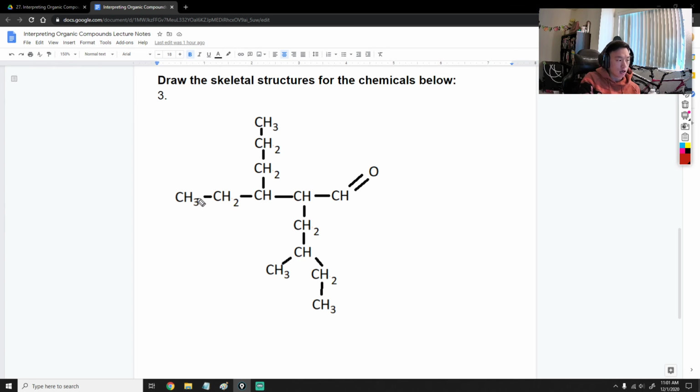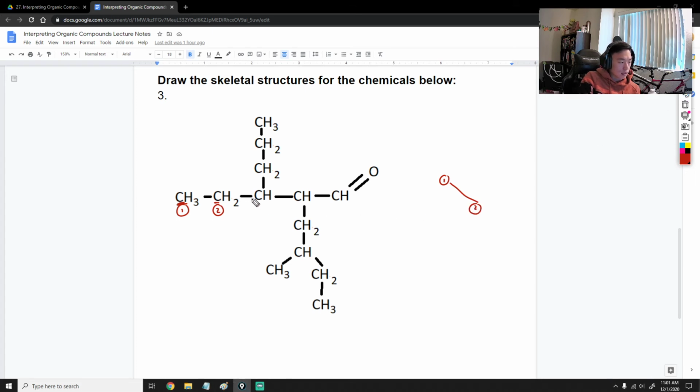So again, we have this very big old ugly structure, and all we need to do is draw the skeletal structure. So here we have a carbon and another carbon, so I'm just going to draw a line like this going down, and this is going to represent this carbon. We'll call this carbon number 1. We'll call this carbon number 2. So this is carbon number 1. This is carbon number 2.